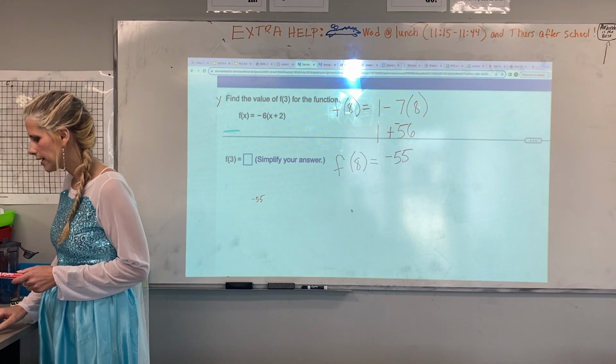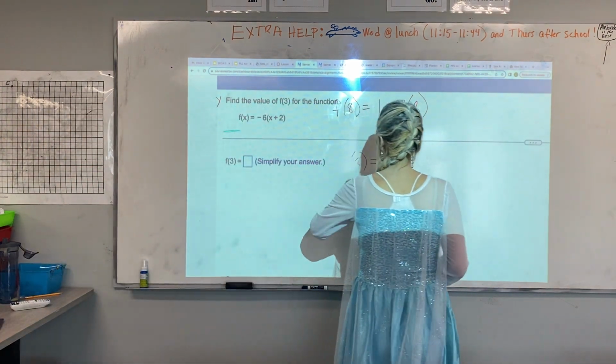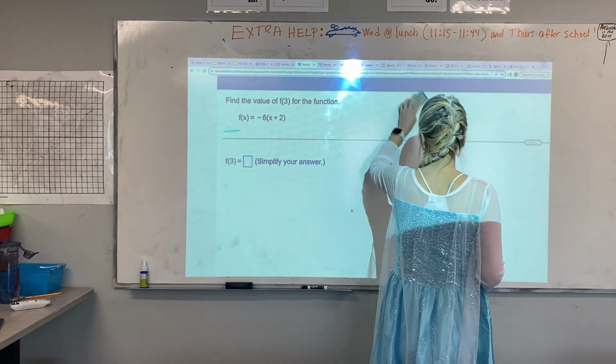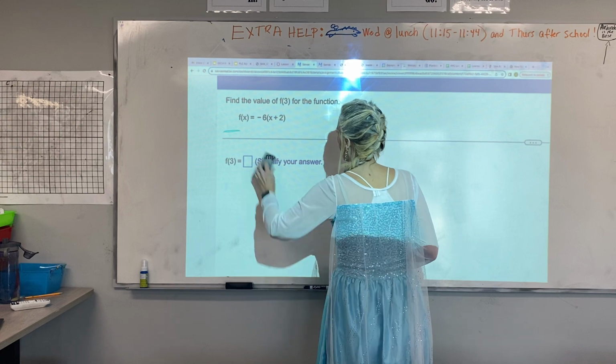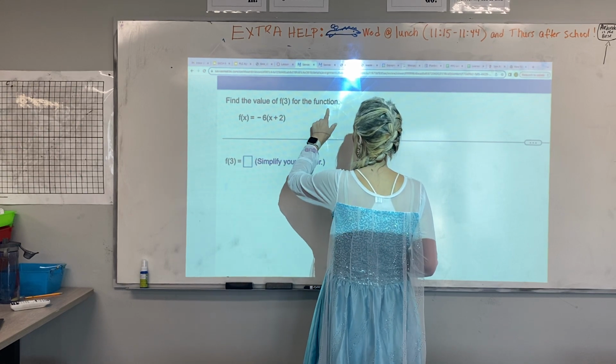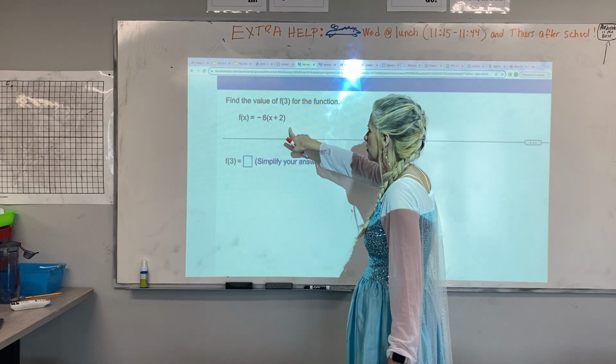All right, this is asking us to do the exact same thing. It looks like the instructions are different, but it means the same thing. Find the value of the function of 3 for the function. Here is our function. Here is the machine.